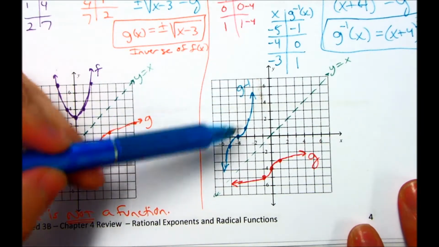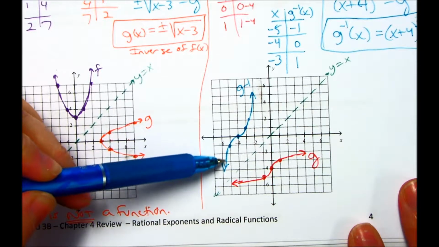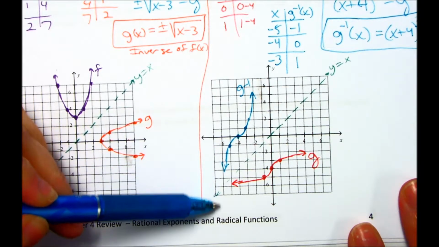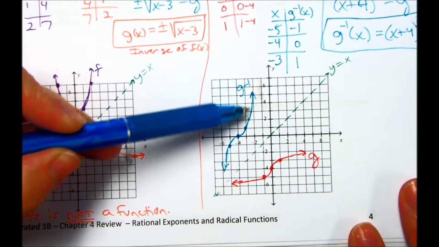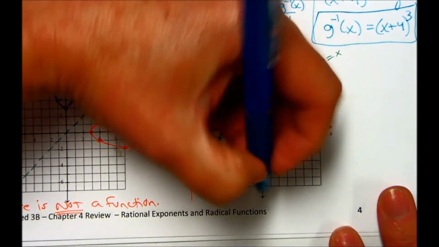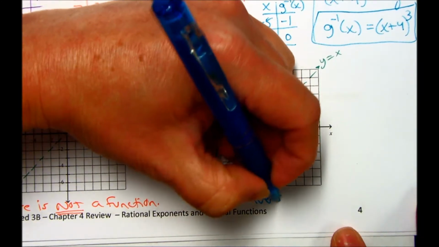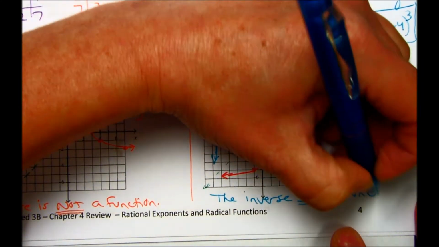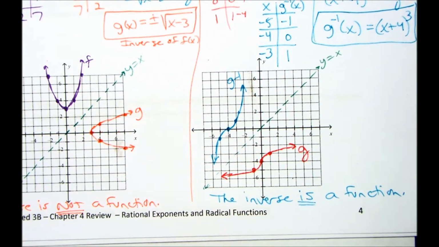If we were to do a vertical line test, I know this is very steep, but it really does not have any x values that are the same. It does continuously go off to the left little by little, and this one is going to continue to go to the right forever and ever. So none of these x values will ever actually be the same. So the inverse is a function. For the cubed root and the x to the third.